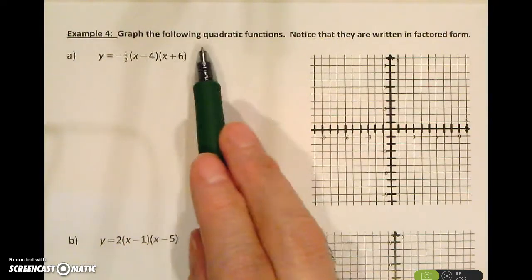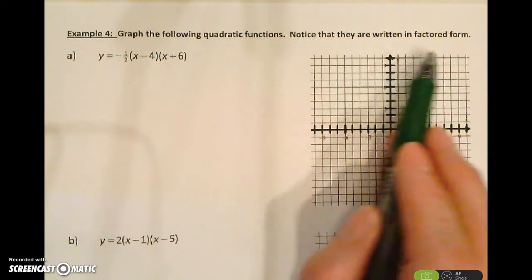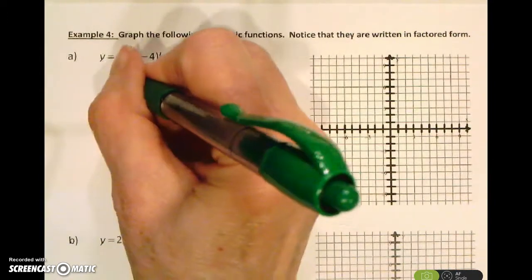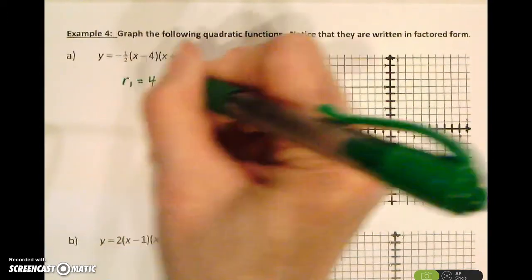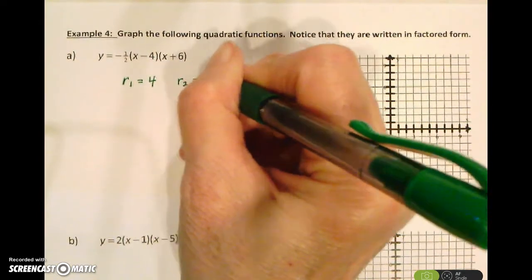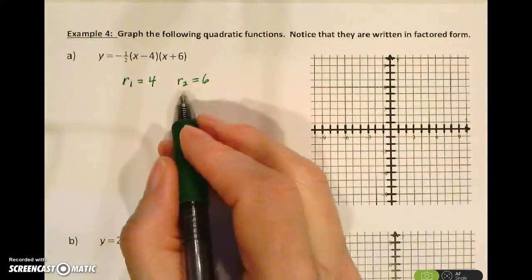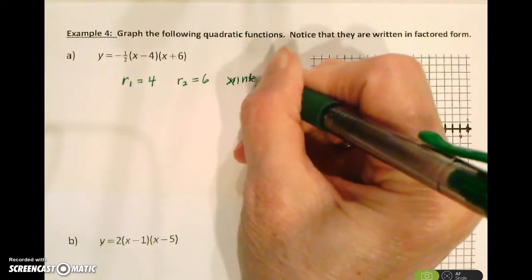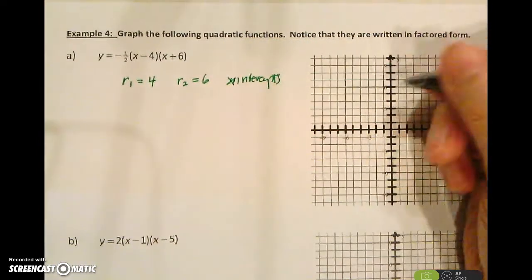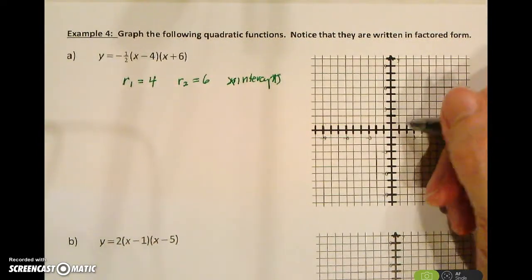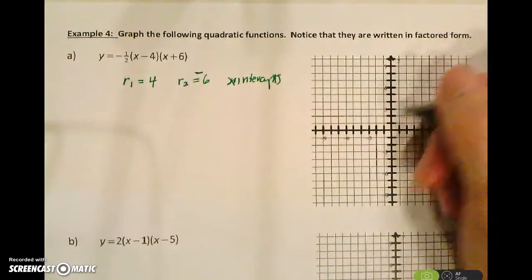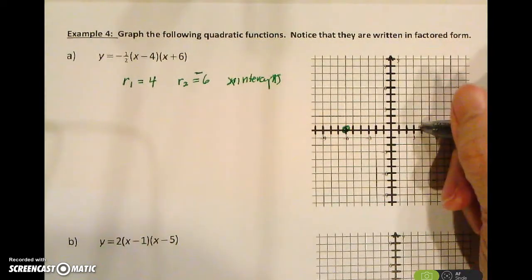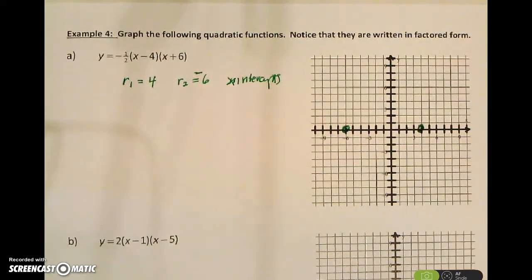For example 4, which says graph the following quadratic functions, notice that they're written in this factored form. So here's my factored form. I can look and see that R1 is equal to 4 and R2 is equal to negative 6. That means these are my x-intercepts, so we'll put those on our graph. So I have a negative 6 here and a 4, 1, 2, 3, 4 right there. Those are my x-intercepts.